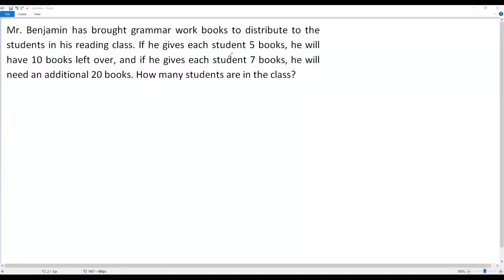Mr. Benjamin has brought grammar books to distribute to the students in his reading class. If he gives each student 5 books, he will have 10 books left over. And if he gives each student 7 books, he will need an additional 20 books. How many students are in the class?